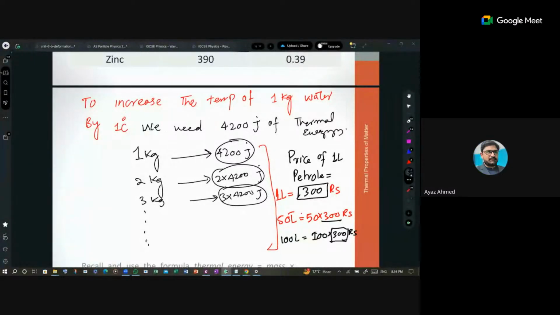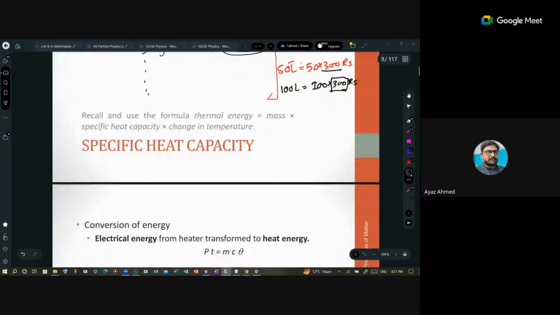Similarly, whether you are heating 1 ton of water or you are heating 1 kg of water, its specific heat capacity will not change. Is it clear to all of you? Yes, sir. Okay.